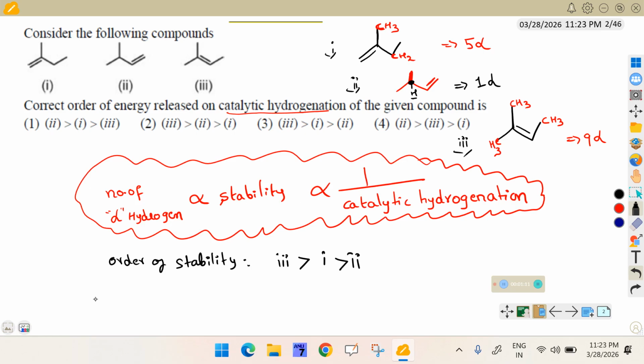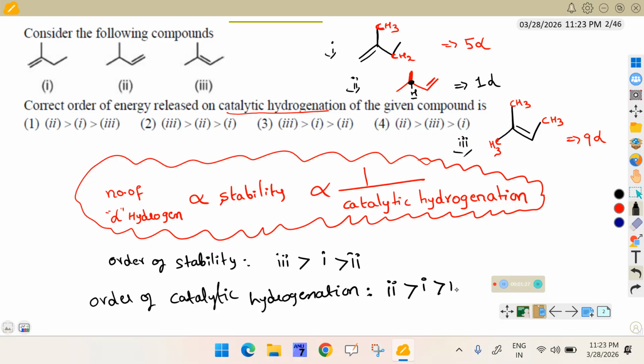Stability is inversely proportional to catalytic hydrogenation. So the order of catalytic hydrogenation is 2 greater than 1 greater than 3. First option is the correct option.